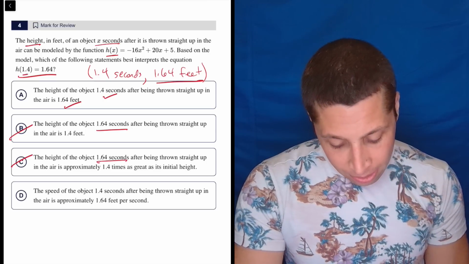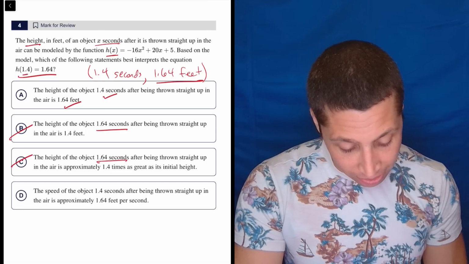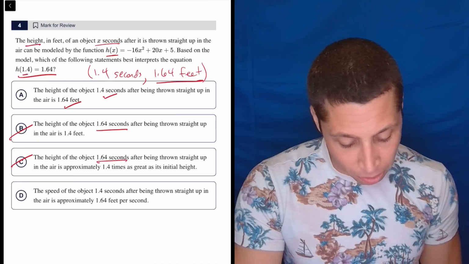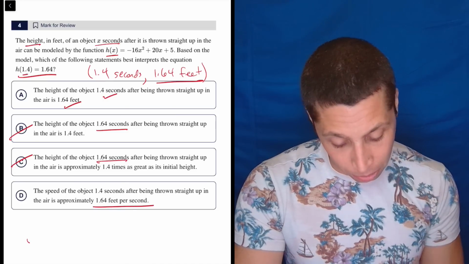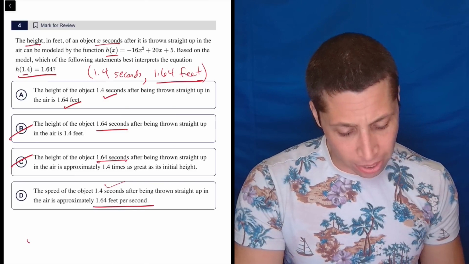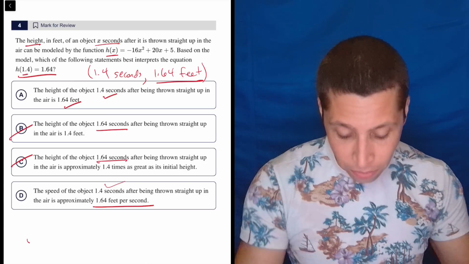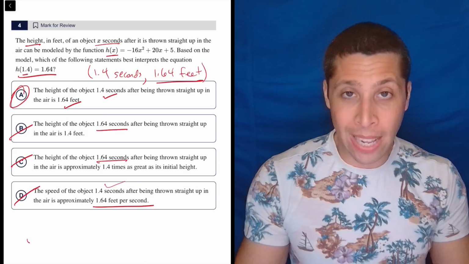D, the speed of the object 1.4 seconds after being thrown straight up in the air is approximately 1.64 feet per second. So this part's okay. But 1.64 feet per second? It's 1.64 feet. It's just feet. It's a height. So that's it. And it makes sense, right?